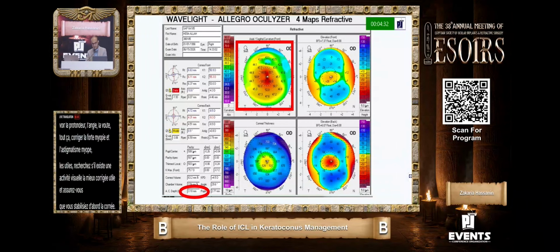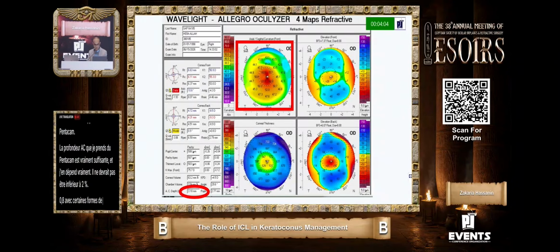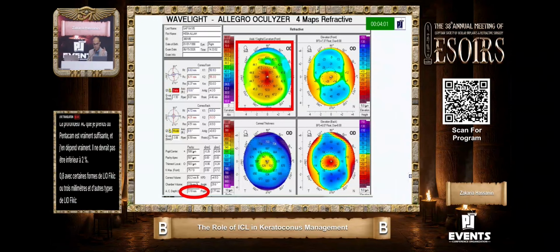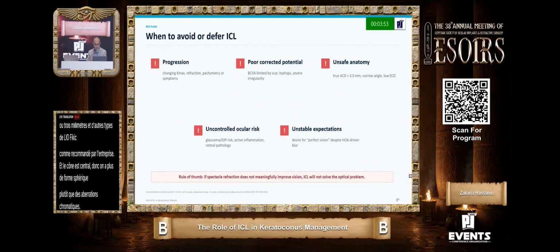This is an ideal candidate where you have a central cone. Dr. Nihal, this is an ideal candidate where you have a central cone with adequate AC depth. Make sure this is the internal AC depth, between brackets, on the Pentacam. The AC depth that I take from the Pentacam is really sufficient, and I really depend on that. It should be not less than 2.8 with some forms of phakic IOLs, or 3 millimeters in other types of phakic IOLs, as recommended by the company. And the cone is central, so you have more spherical aberration rather than chromatic aberrations.